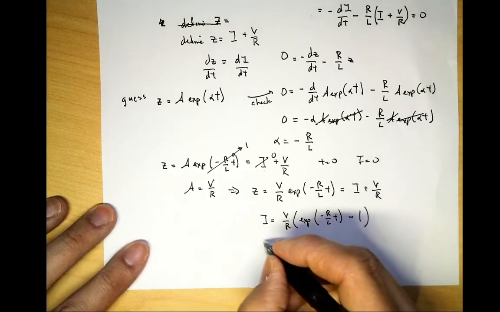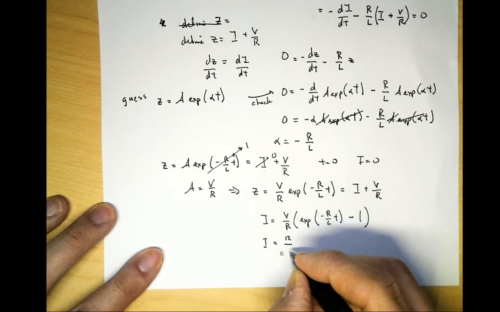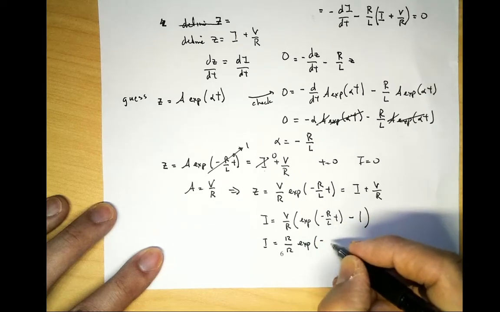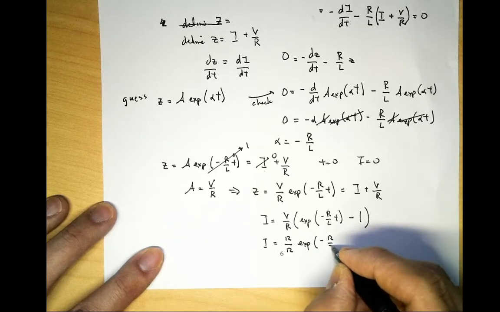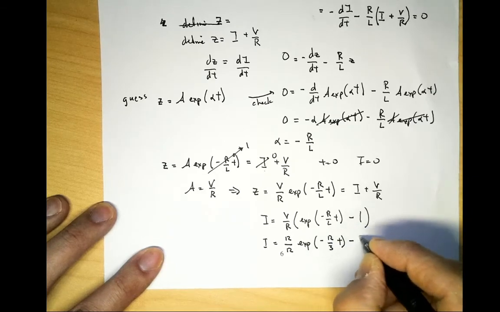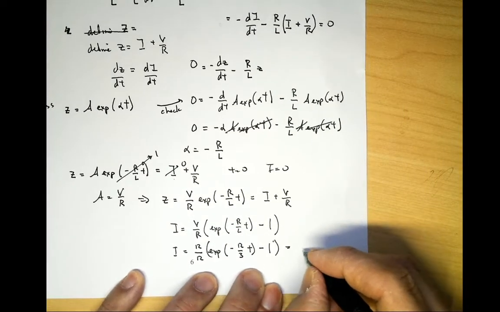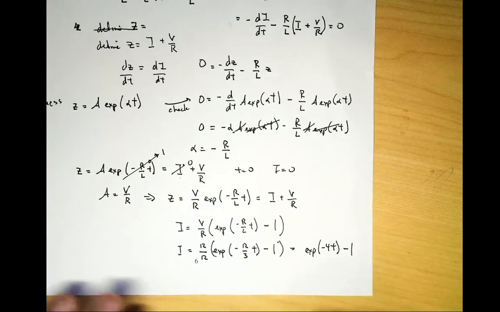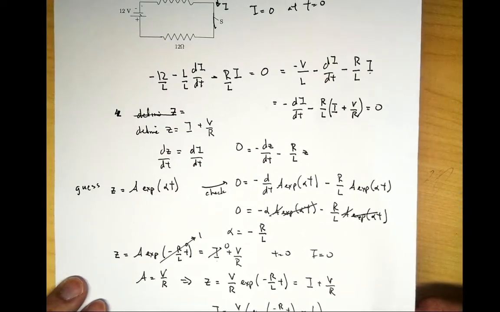Okay, let's plug in numbers here. I is equal to, the voltage was 12, the resistance was, what did I choose? It was 12 again, that's great. Exponent minus, the resistor is 12, the inductor was 3, times t, minus 1. So that's just going to be exponent of minus 4t minus 1. Right, so that's my current right there. Okay, let's go ahead and do the rest of it.